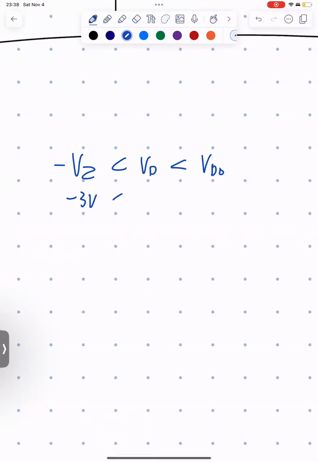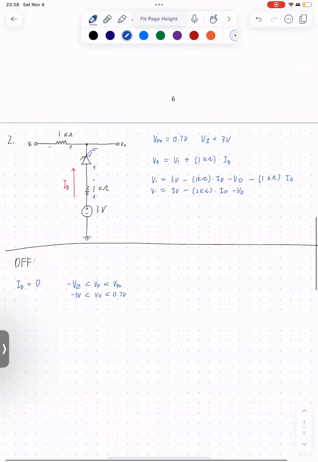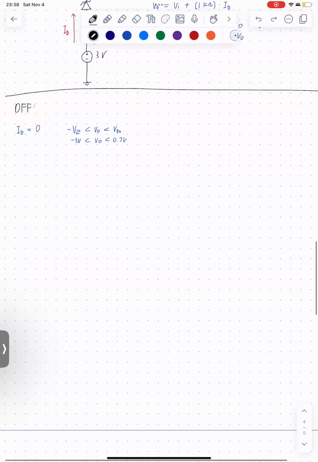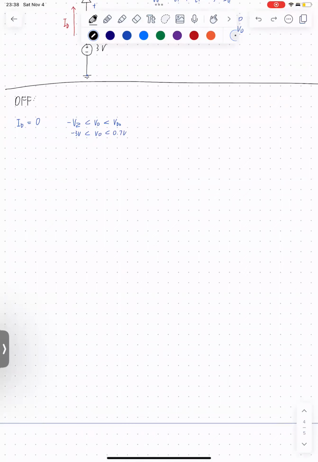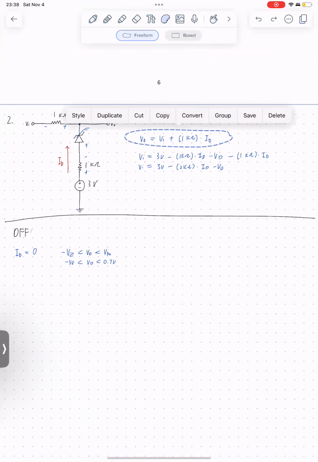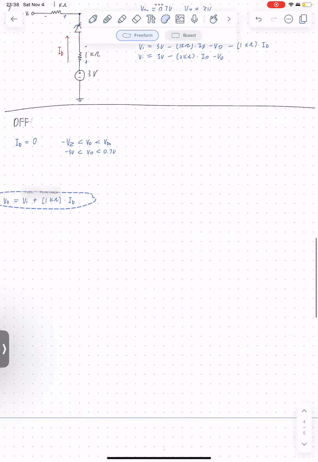And let's sub in some values. We get this. So this is the current when it's off, and this is the condition when it's off. We're going to look at the conditions later. Right now, let's first solve the value of V out in relation to VI when the diode is off. We made this equation earlier, let's copy it over here. This equation expresses V out with VI.